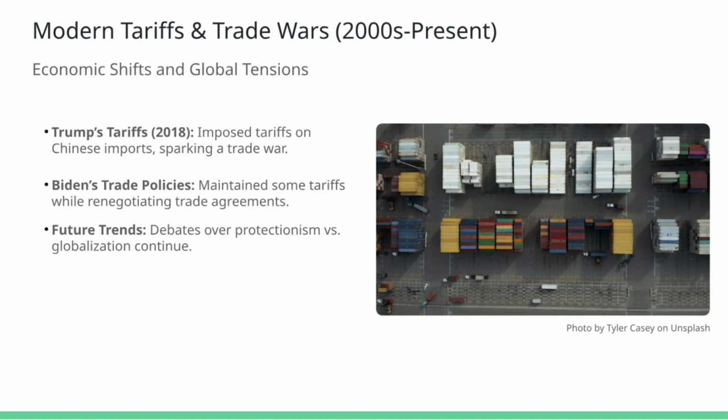Some industries benefited from Trump's tariffs, particularly domestic steel and aluminum producers, which suddenly had a competitive edge over foreign imports. But on the flip side, American consumers and businesses were hit with higher costs on imported goods, leading to price increases in everything from electronics to household products.